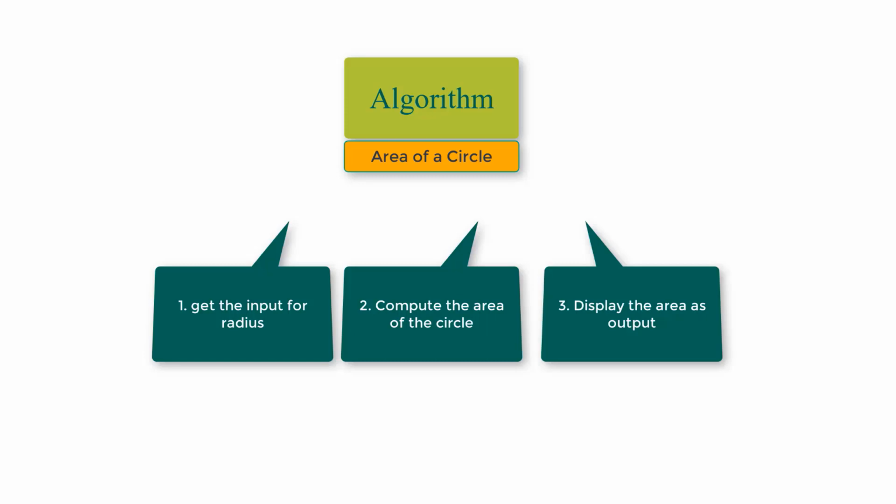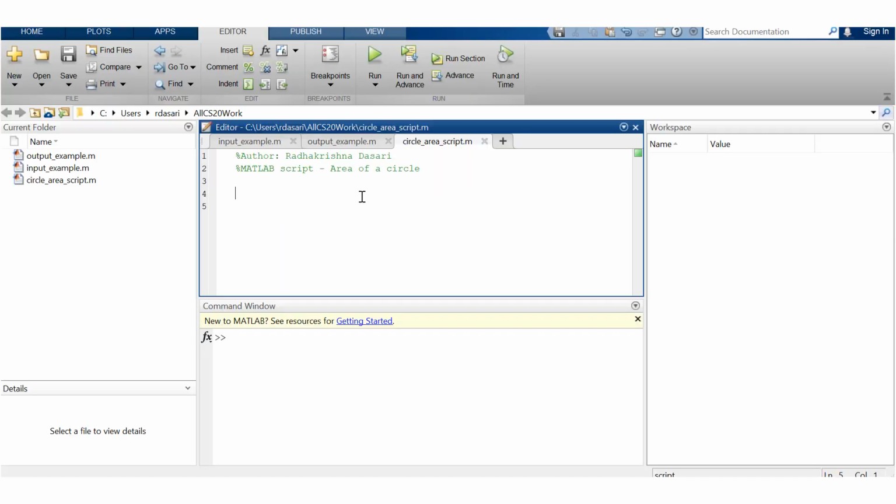Let us try to implement this algorithm using a Matlab script. It is a good practice to have plenty of documentation in your Matlab programs. So for instance, I'm using the Matlab comments as a means to outline my algorithm. Get the radius as input, compute area of the circle, display area of the circle.